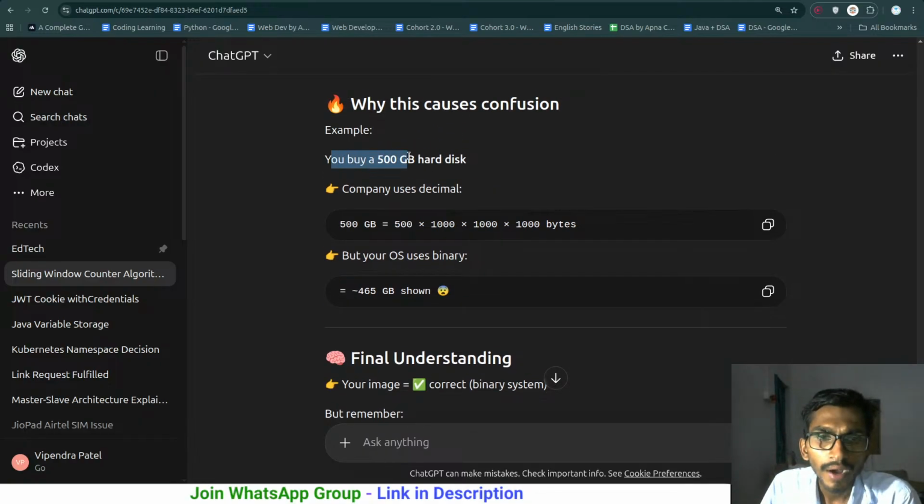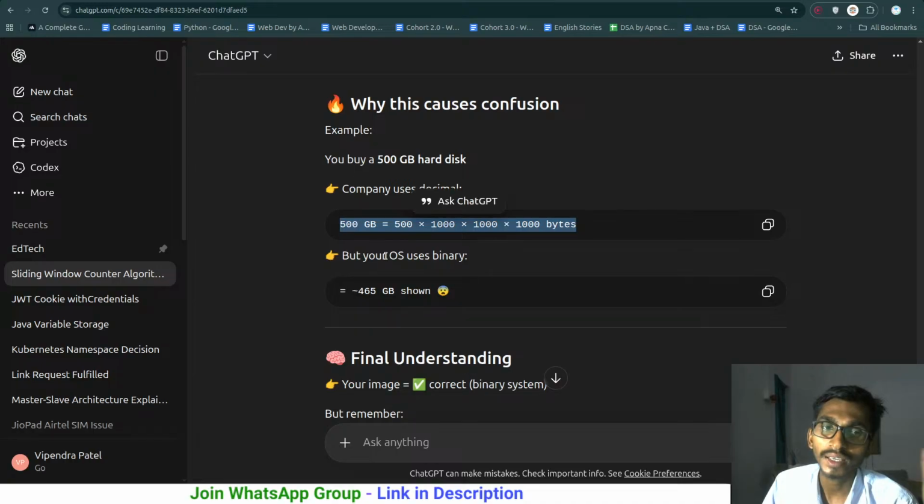You buy a 500 GB hard disk. Your company uses decimals. So 500 GB, that is 500 multiplied by 1000, converted from GB to MB, MB to KB, KB to bytes. So that many bytes. But in reality, this is how companies calculate it.